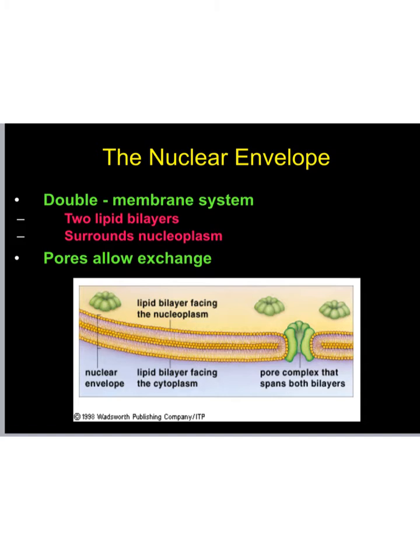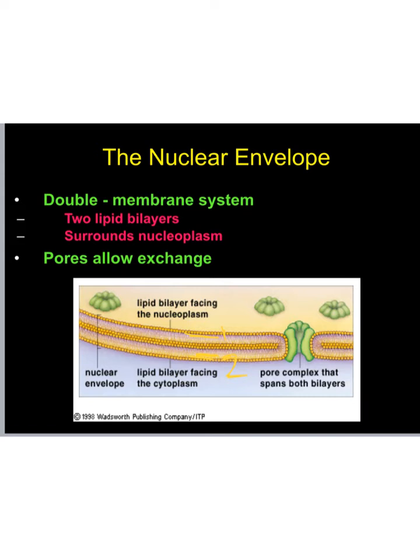All right, so let's look at this nuclear envelope a little bit more. Again, it is a double membrane system, so it has two lipid bilayers. This is lipid bilayer number 1, and this is lipid bilayer number 2. Okay, so two lipid bilayers surrounding the nucleus.